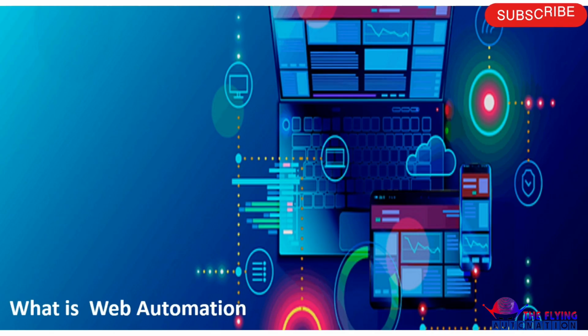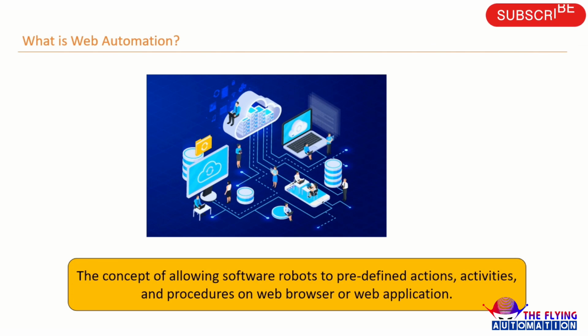Now we'll see what is web automation. The concept of allowing software robot to predefine actions, activities, and procedure on web browser or web application is known as web automation. Web automation can help with operation like form filling, screen scraping, data extraction, and transfer across apps, website testing, and periodic report preparation.